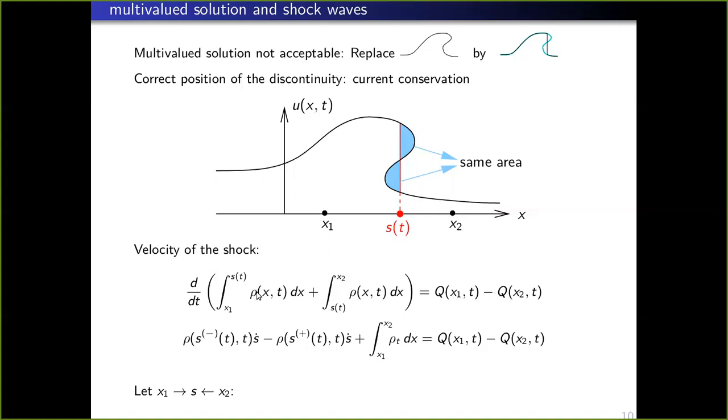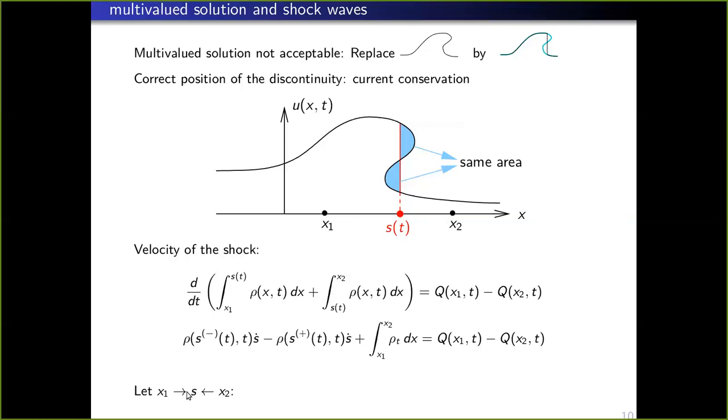So let's derive that. One has first the derivation that comes from this point, and that gives rho at s times s dot. But rho at s is rho minus, at this point here. Then also one has a derivative from this contribution, and that's simply rho at S plus, now here, times the time derivative of S, which I denote by S dot. And one has also the partial derivative with respect to t between x1 and x2, dx, equals q of x1 minus q of x2.